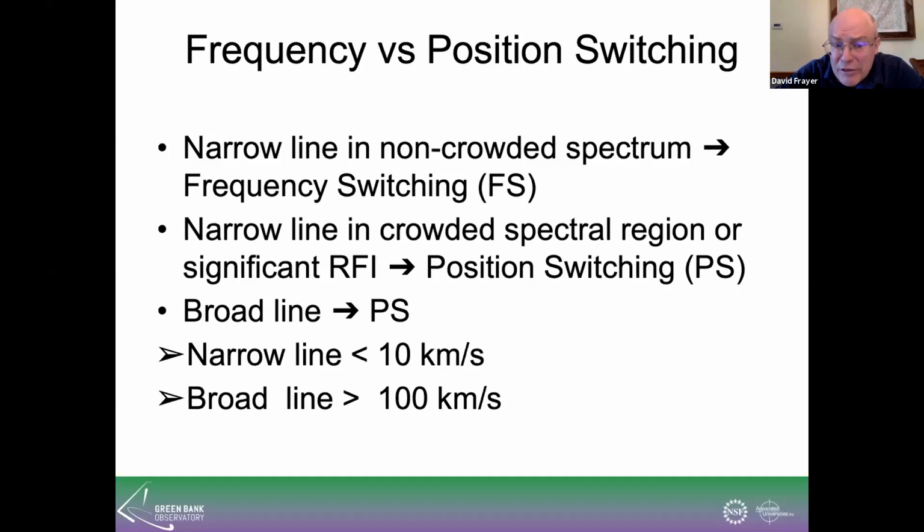If you're doing broad line work, you should do position switching. And roughly the definition between narrow and broad line, it's fuzzy, it's not hard and fast. We usually do frequency switching for less than 10 kilometers a second, and broad lines for over 100 kilometers a second. So broad line you do for extragalactic work. The narrow line is for galactic work.